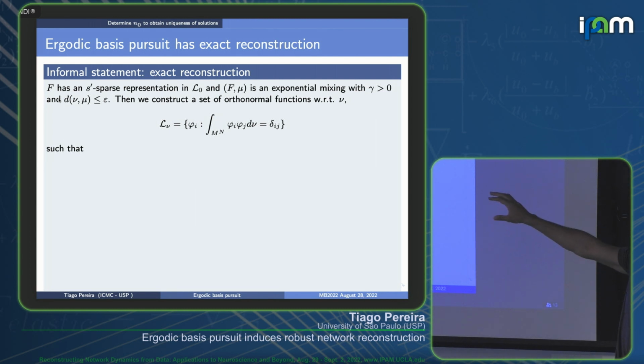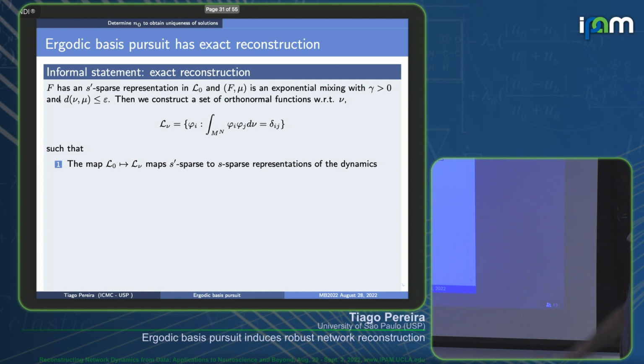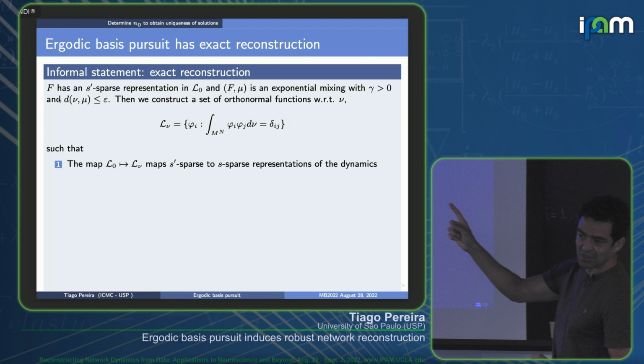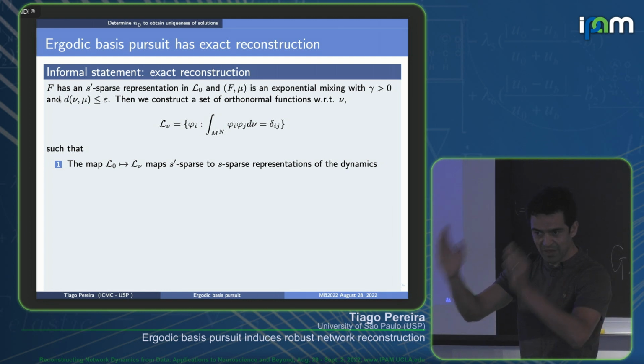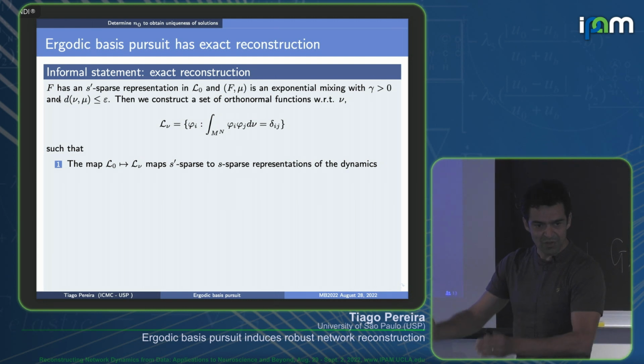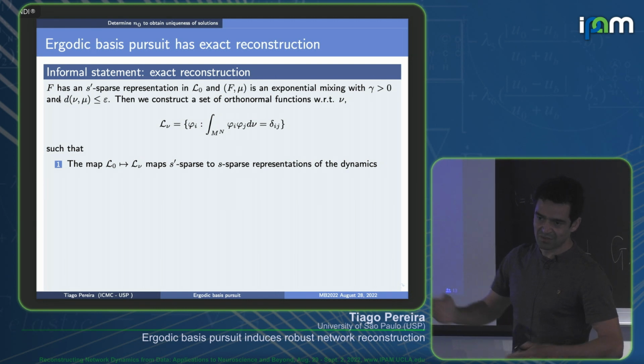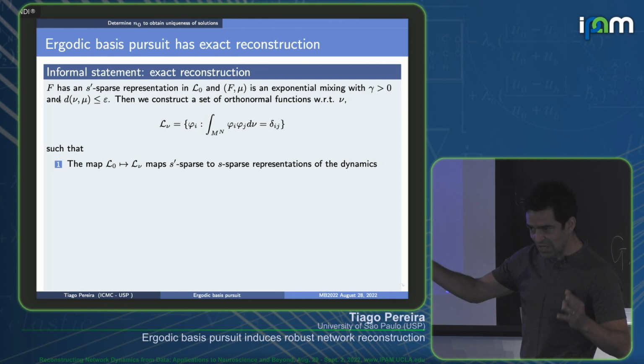So now what I tell you is the following. Let's look at L nu. So the first result is the following. The map that maps L0 to L nu will map S prime solutions to S solutions, and it can control how much it distorts the sparsity. Yeah. So basically it says when you map a basis to a new basis, we'll map a sparse solution to a new sparse solution, and it is still sparse. And this only works for product measures. So if you put any crazy measures, you lose sparsity straight away.